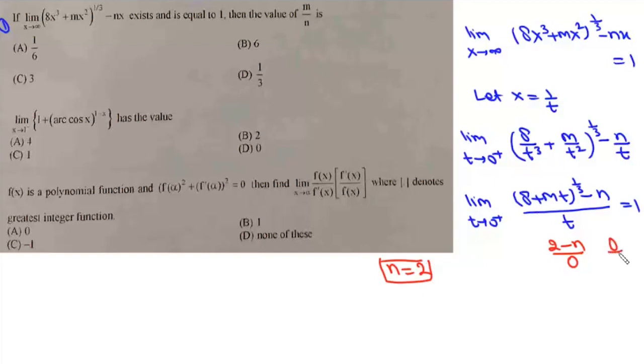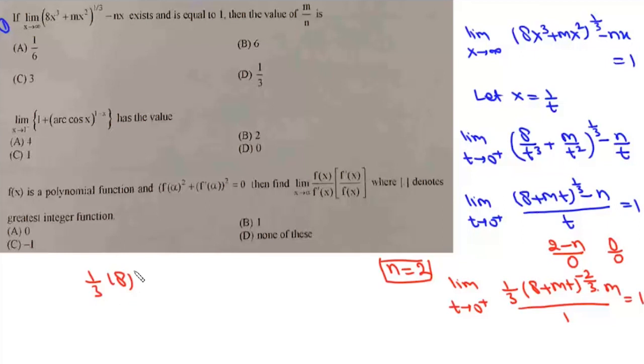So if n is 2, then it is 0 upon 0 form. We can use L'Hopital's rule. We can write the limit as t tends to 0 positive of 1/3 (8 + mt)^(−2/3) into m divided by 1, and it will be equal to 1. Now, if you put t as 0, we get 1/3 into 8 to the power −2/3 into m, equal to 1. This is 1/12, so the value of m is simply 12. Once we have the values of m and n, the value of m by n will be 12 divided by 2, which is 6, and that's your option B.